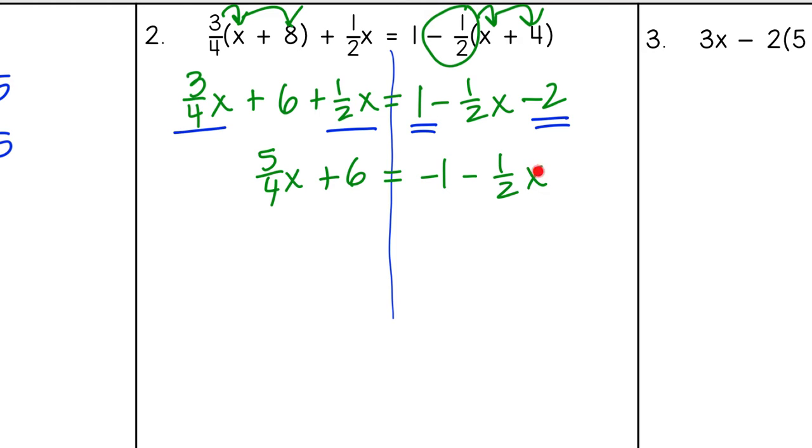Now we see that there's x's on both sides, and I'm going to move the one that's on the right, so the negative 1/2 x. I'm going to move it over to the left, and I'm going to do that by adding.